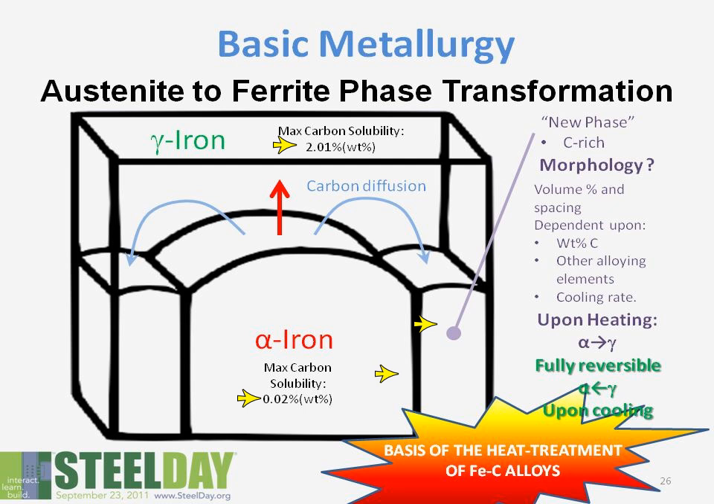The morphology, or the state of that phase, its volume, its spacing, is all dependent upon the amount of carbon you have in the alloy, plus interferences of other alloying elements, and the cooling rate. And as we talked about with the phase diagram, upon heating, this is reversible. That carbon goes back into solution, back into the austenite, up to 2%. This change forms the basis of all the heat treatments of iron and carbon alloys.